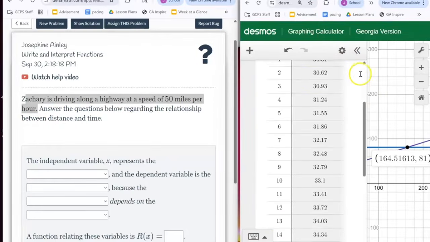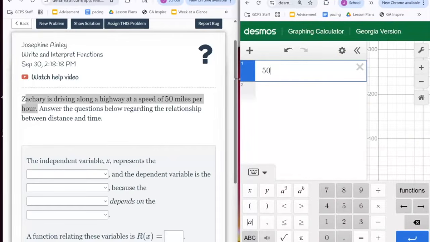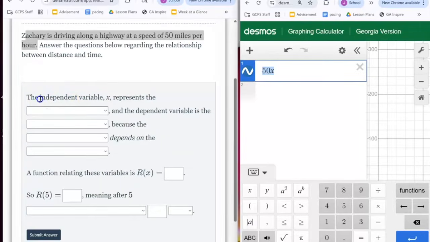So I'm actually going to go ahead and put that in here so that I'm ready. So I already know that all I have is his speed every hour. They don't tell me where he starts. So that's okay, because that means he starts at 0. So his speed every hour is 50. All right, the independent variable, the one that doesn't depend on anything else, is always going to be your x. Oh, it even says it. Never mind. All right, so independent variable x represents, okay, so what is x?